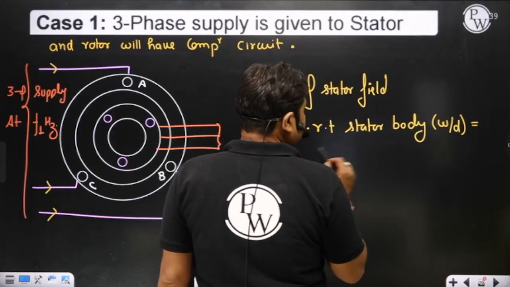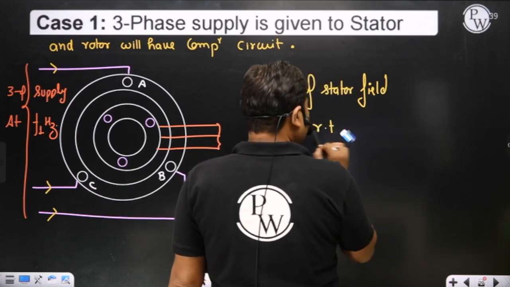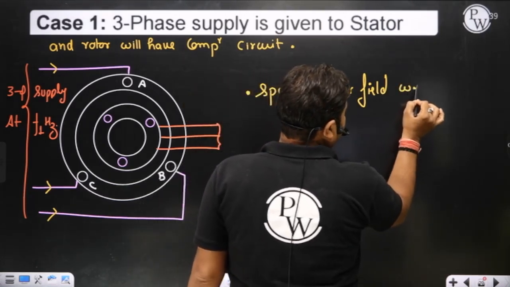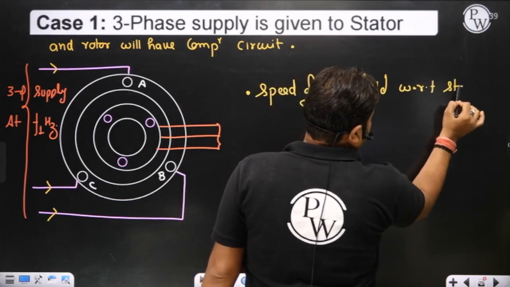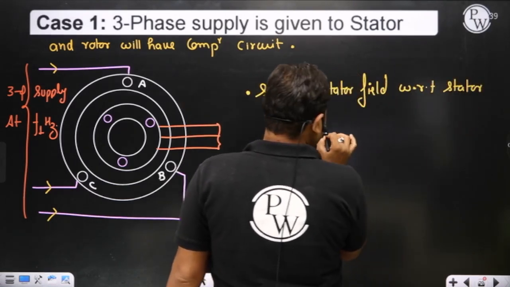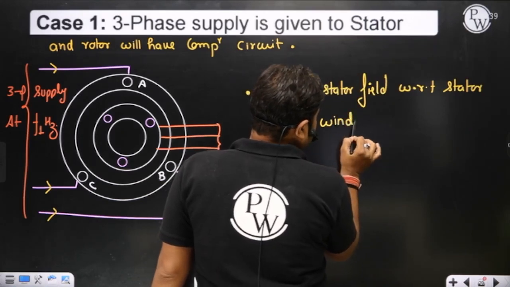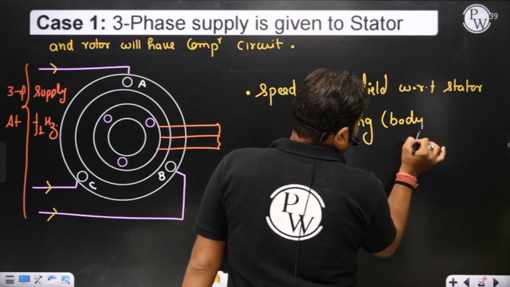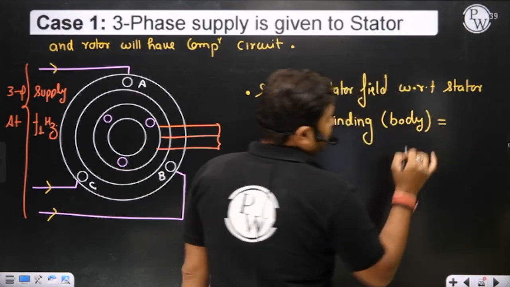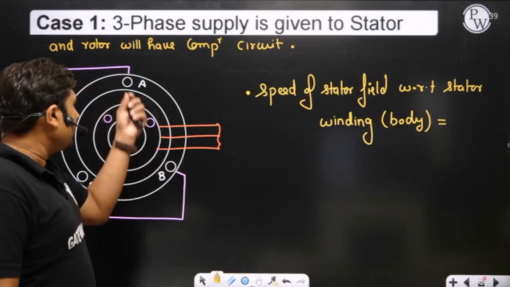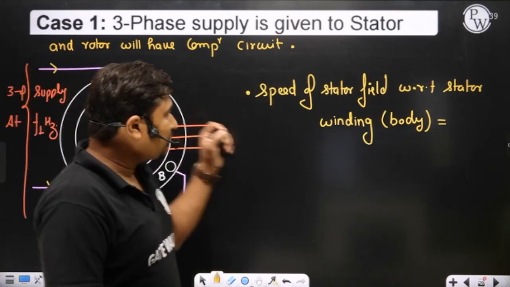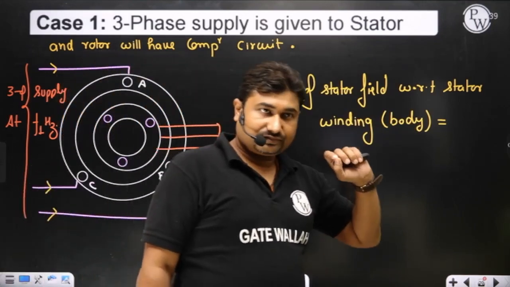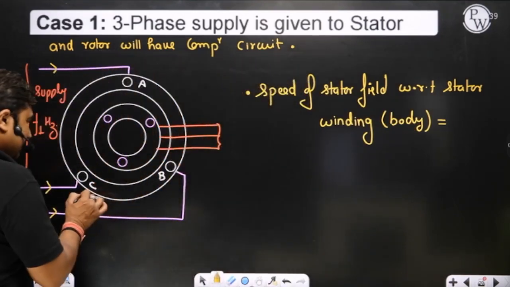So speed of stator field with respect to stator winding. Whenever I am saying stator winding, that is same as stator body. Body and winding both are same. Okay, because windings are on body only. So what is the speed of stator field with respect to stator body? Sir, stator body will remain stationary.